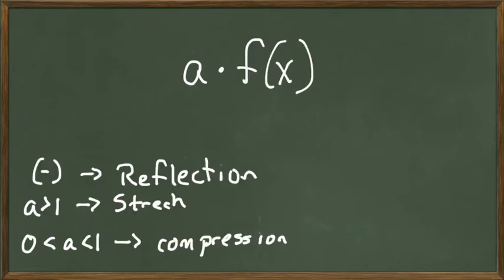And so, just summing up these transformations, the a, if it's negative, it's going to have a reflection across the x-axis. If it's greater than 1, it's called a stretch. If it's between 0 and 1, it's a compression. And when you're graphing these, it's going to ask you what the compression is or what the stretch is, and you just put the numbers in the right spot.